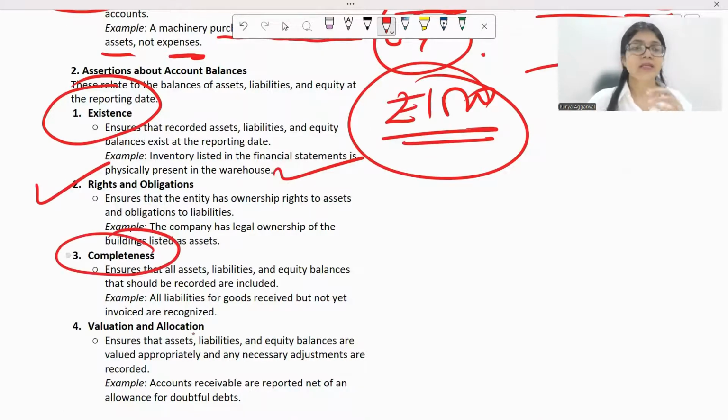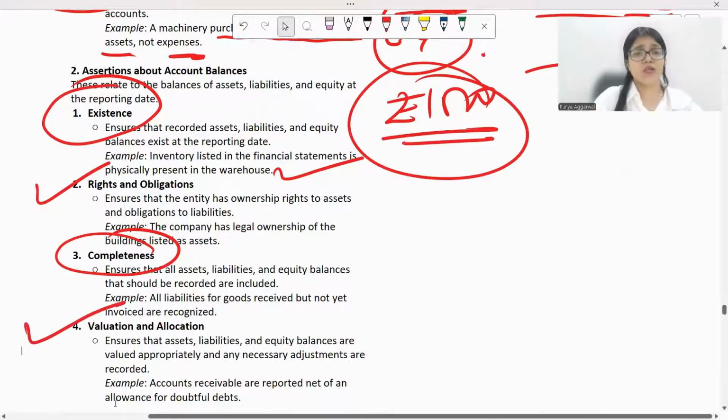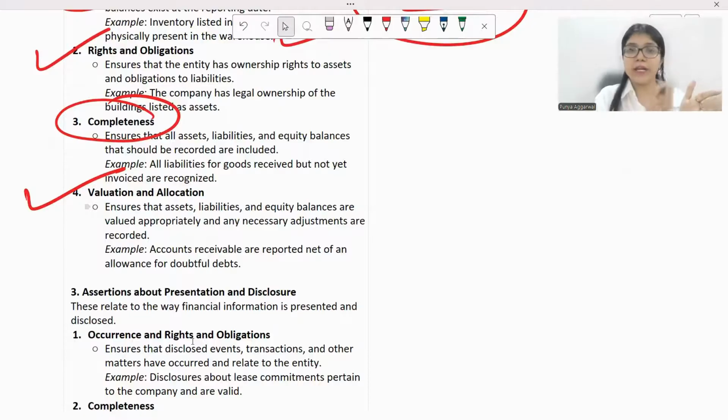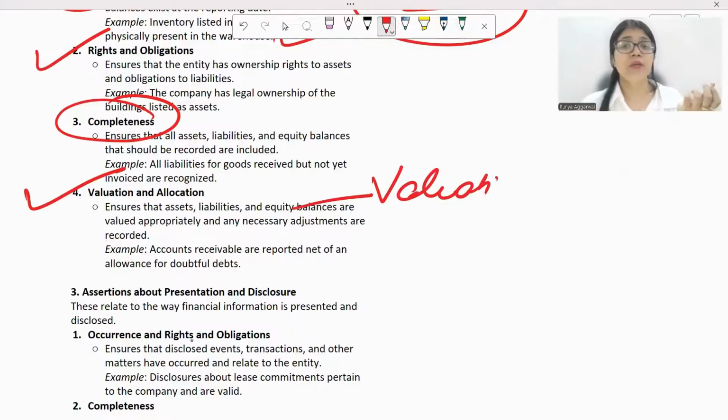Then you have completeness, as we mentioned above as well. Completeness is basically related to, if for example I say that I have 4 assets, those 4 assets I have recognized in my financial statements and are existing as well. So that is completeness. Valuation and allocation, again, this is an area I think which most of the students lag. So valuation basically means that it ensures that assets, basically the items of the balance sheet, are valued appropriately. Again, this is similar to accuracy, valuation in terms of the amounts.